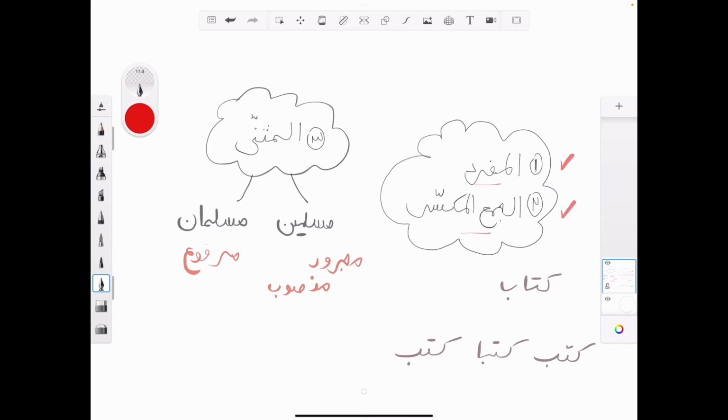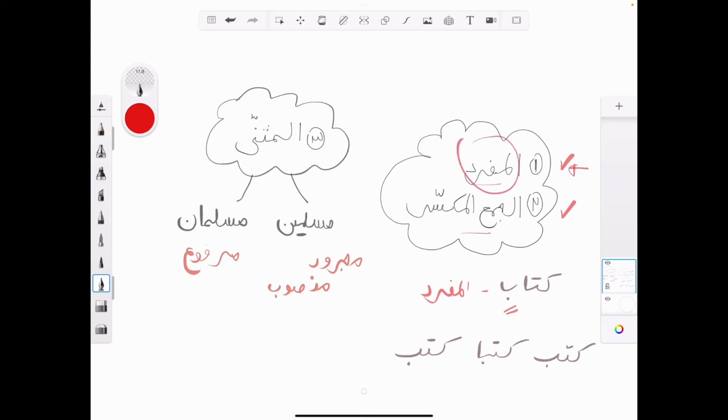For example, if we have this word kitabun, this is a mufrad, a singular word. In marfu, it'll be kitabun. Then if you make it mansub, it'll be kitaban. Then if you make it majroor, it'll be kitabin. So we've covered this already when it comes to al-mufrad.